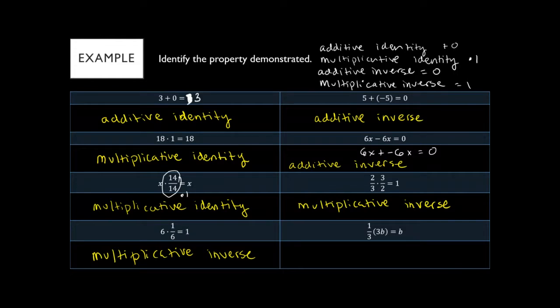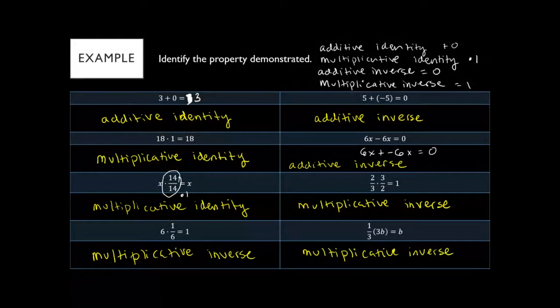And then the last one. So the last one here, I've thrown in another variable, and this one's going to be a little tricky. So you're going to have to kind of do some thinking about this one. Which property do you think we have used here? We've got 1/3 times 3b equals b. This is also the multiplicative inverse, and this is one that you do a lot when you're solving.